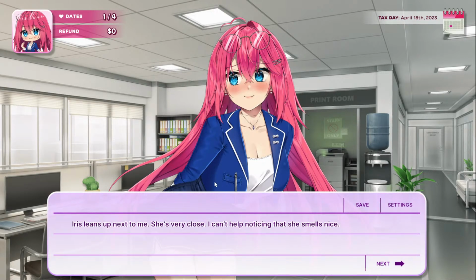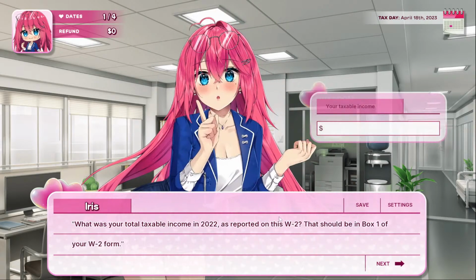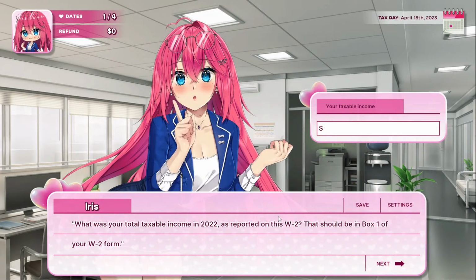Iris leans up to me. She's very close. I can notice that she smells nice. That's better now. Your total taxable income as reported on this W2. Taxable income. Oh, sorry. Let me put it down.